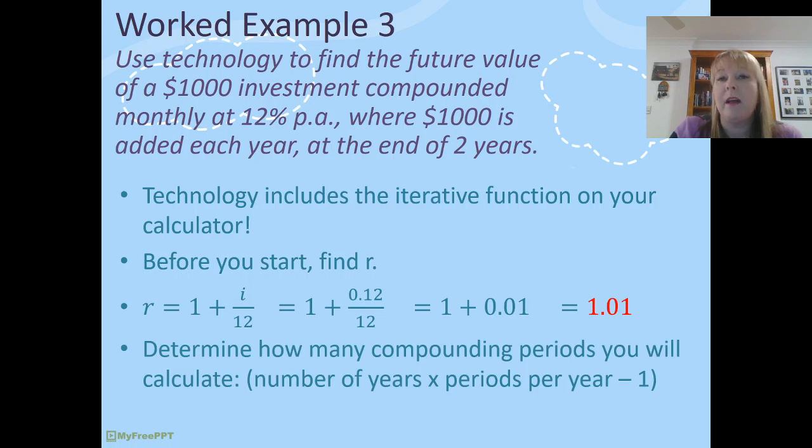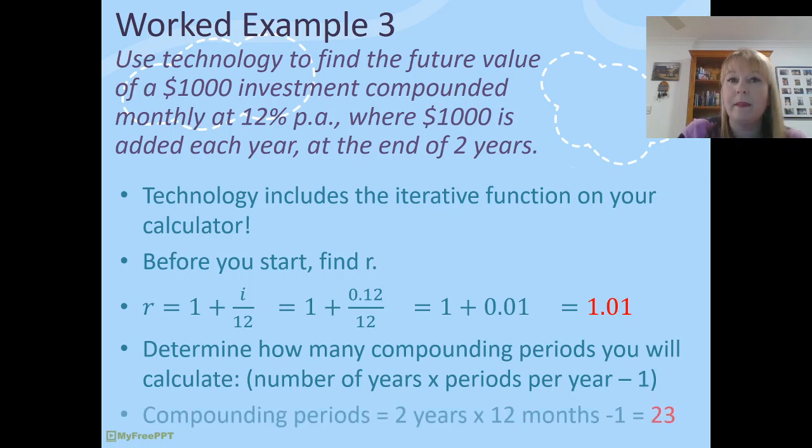Now, I need to work out the number of compounding periods that I'm going to have to calculate. Well, I've got 2 years, and typically I would compound that for 12 months per year. That's 24 compound periods. But remember, one payment doesn't get compounded. So I'm technically only going to be using 23 compound periods, not 24. So I take 2 years times 12 months, take 1 away, I've got 23. That's the number of times I'm going to be pressing the equals button on my calculator.